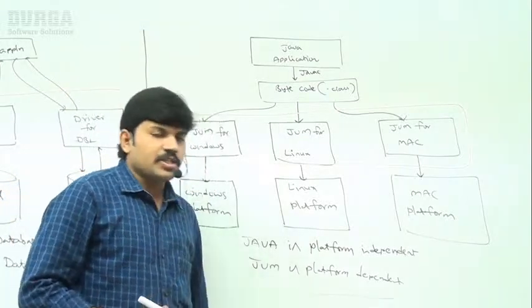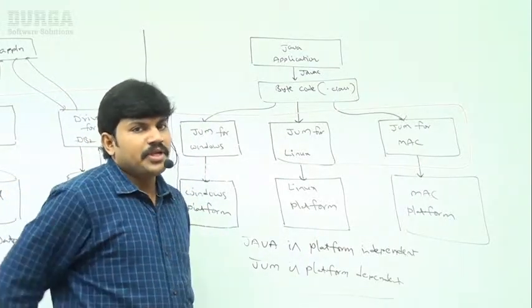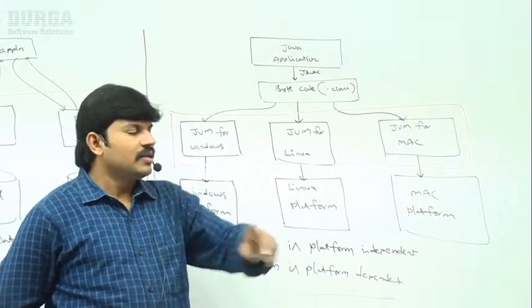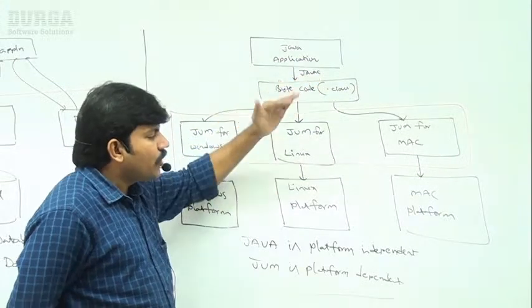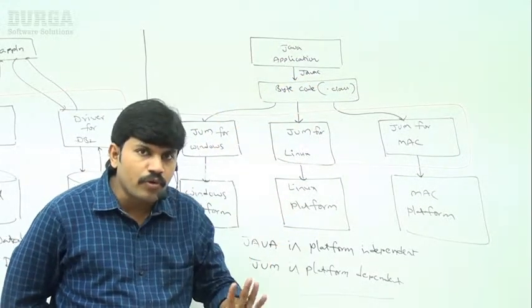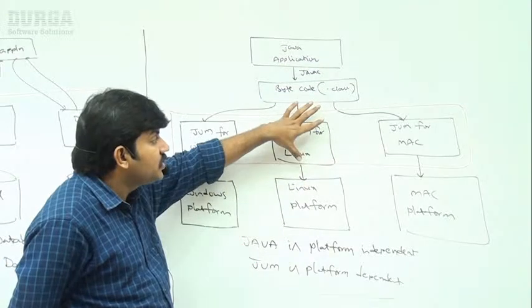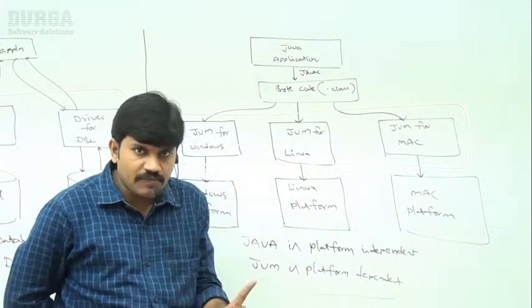So, can you please explain how Java is platform independent? Only one reason, JVM is the reason. Sir, internally converting Java code into the corresponding platform code, who is going to take care? This JVM is responsible. Clear for all of you?